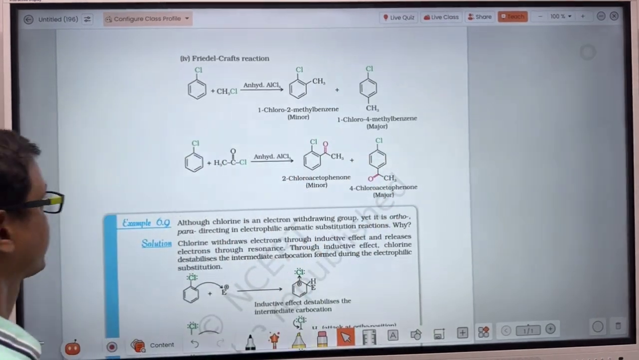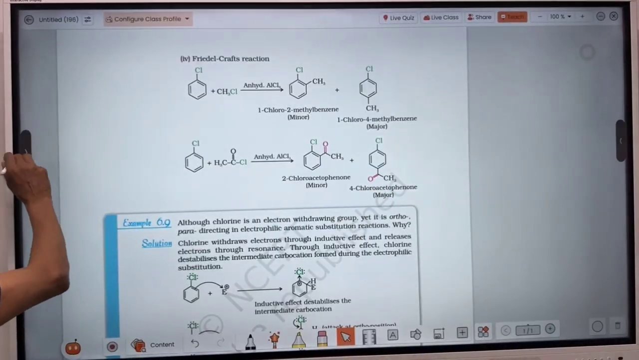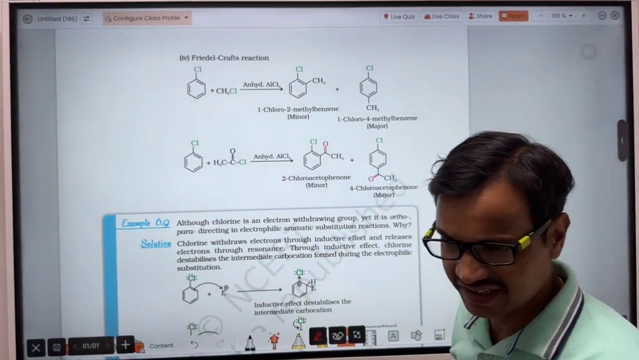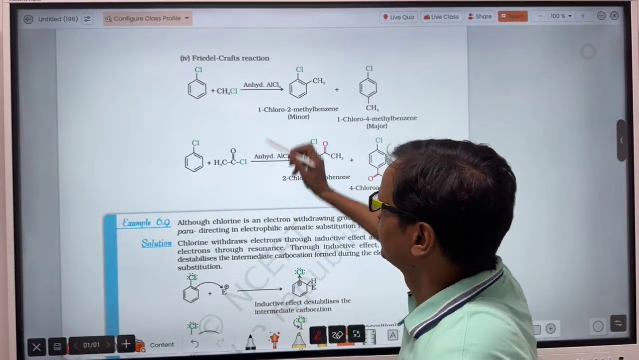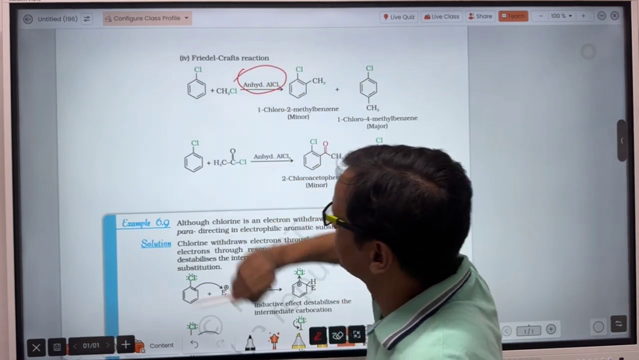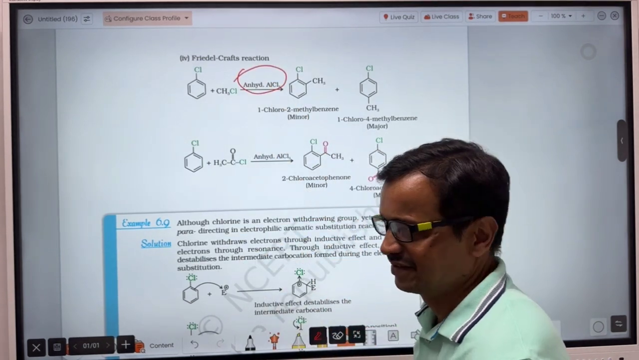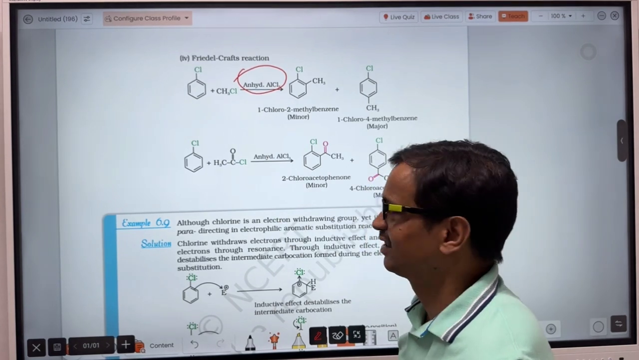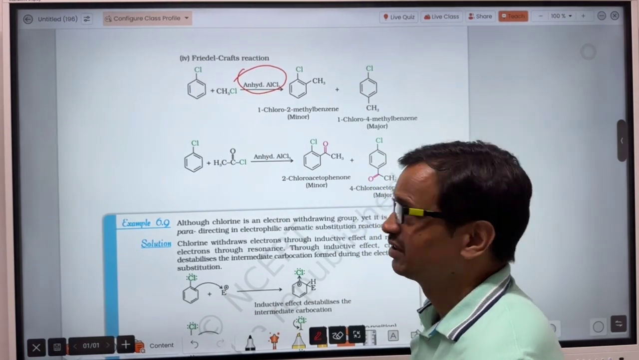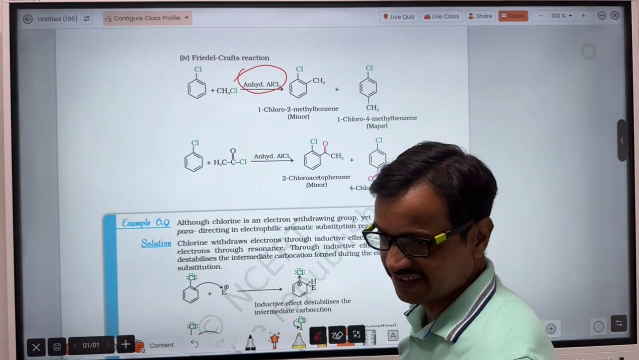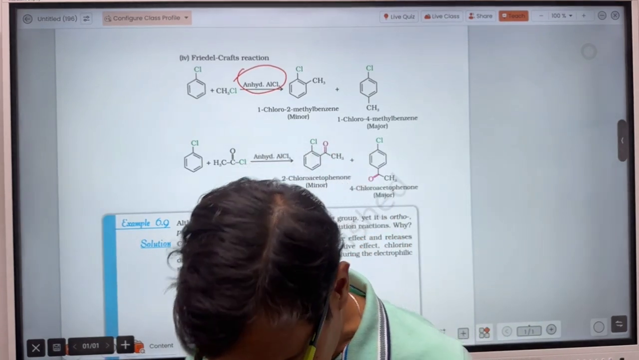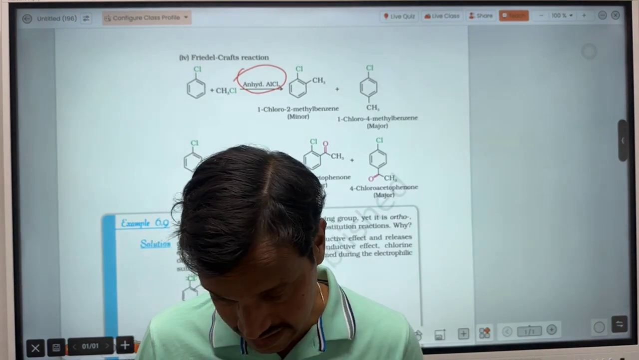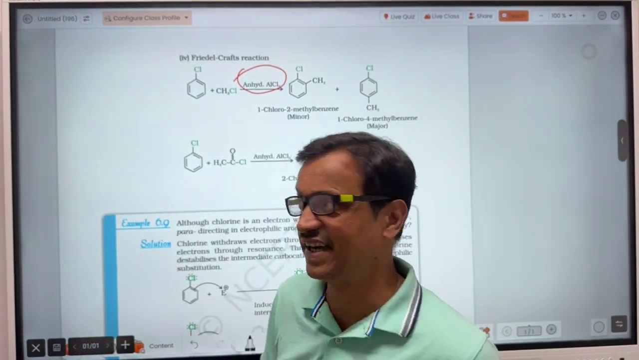So what happened here? The same anhydrous AlCl3 is also a Lewis acid, as I have taught you with FeCl3, that was a Lewis acid. In the same way, anhydrous AlCl3 is also a Lewis acid. But when anhydrous AlCl3 is taken, it will be called the catalyst of Friedel-Crafts reaction. So anhydrous AlCl3 is the Friedel-Crafts catalyst. FeCl3 was not specified.